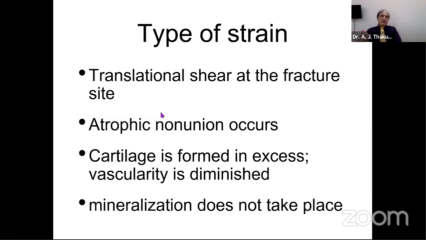What happens is cartilage is formed in excess, its vascularity is diminished because of the translational shear, and the mineralization doesn't take place. What I'm trying to say is that the process of healing doesn't die down. It is active, but because the forces are such, it is not able to do what it should be doing. And this is where mechanobiology comes in.